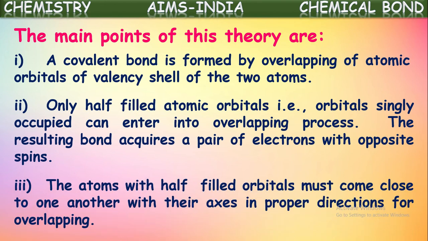The atoms with half-filled orbitals must come close to one another with their axes in proper direction for overlapping. So the atoms which have unpaired electrons in their atomic orbitals, when they approach each other, these half-filled atomic orbitals must come close to each other and in the proper axis. Then only they overlap each other and result in the formation of a covalent bond.